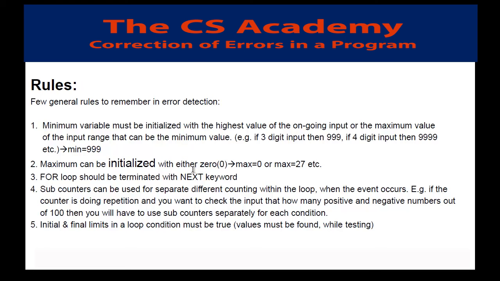and so on. Now for example, if the counter is doing repetition and you want to check how many positive and negative numbers there are out of 100, then you will have to use sub counters separately for each condition. That means the numbers are coming in and you are to count odd numbers or even numbers, and you have to calculate the odd total and the even total. So you will be separating the numbers by catching them through the input, and those numbers will be written within the loop.